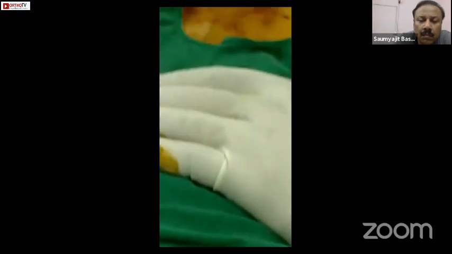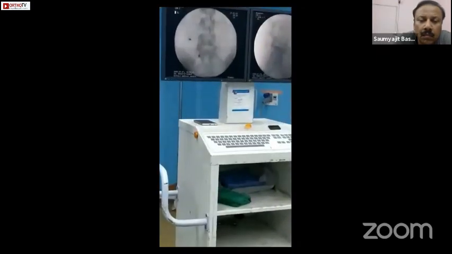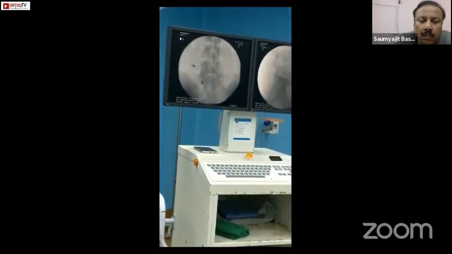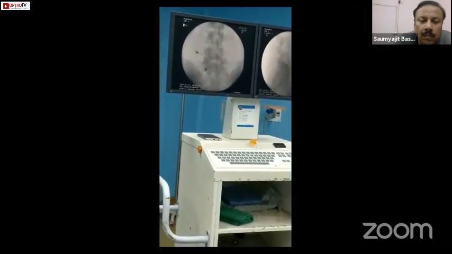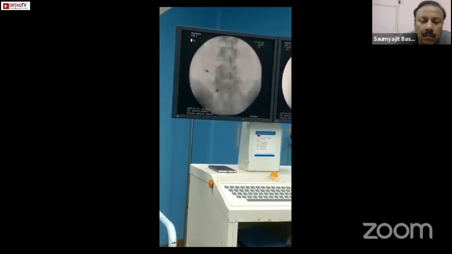So I have just entered into the foramen. As you can see, it's on the superolateral aspect of the posterior foramen. And now as I predict, she should have a response of the pain.